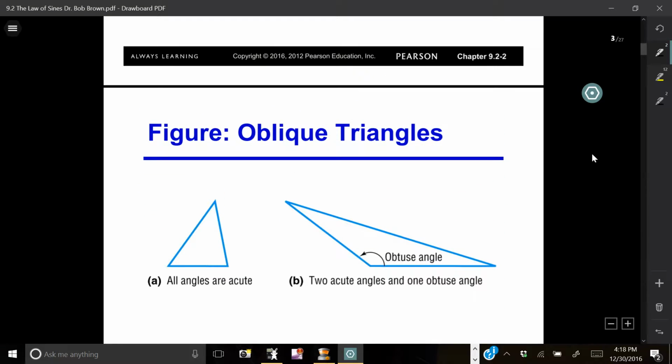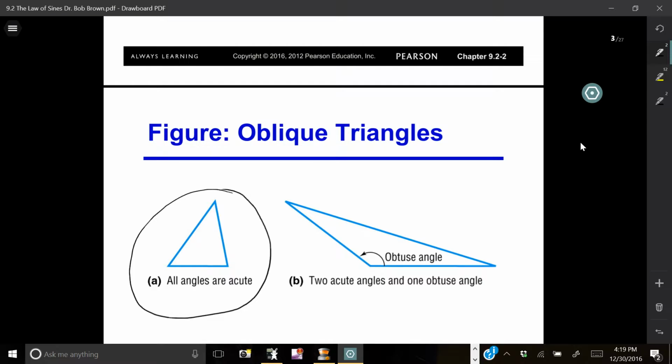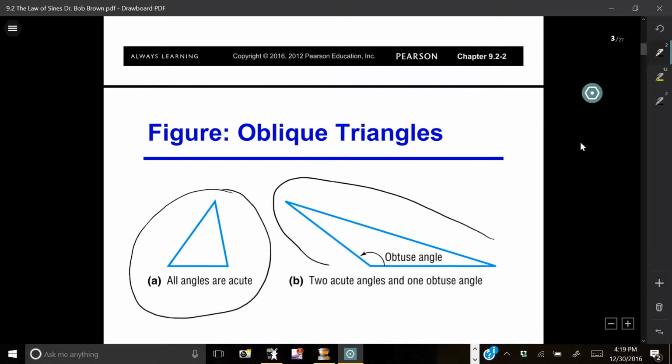First of all, let's talk about oblique triangles. In this triangle here on the left, all the angles are acute. In other words, they are less than 90 degrees. An obtuse triangle has an angle that's more than 90 degrees. Obviously, it can only have one that's more than 90 degrees. Otherwise, it would have more than 180 degrees in the triangle.